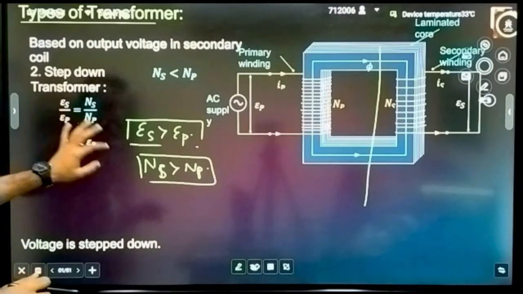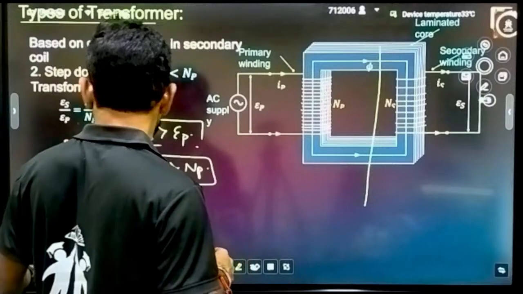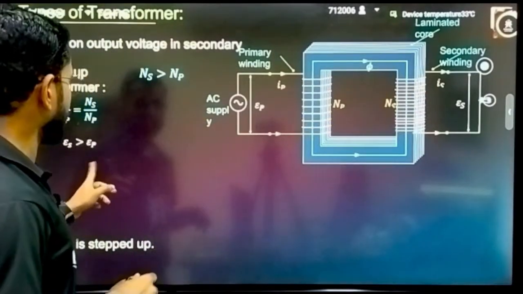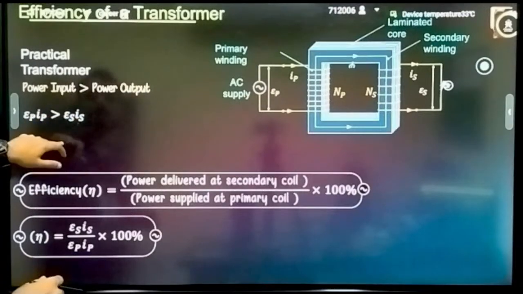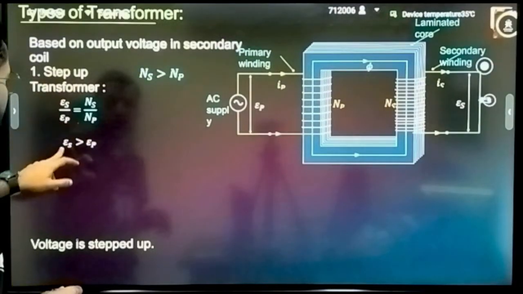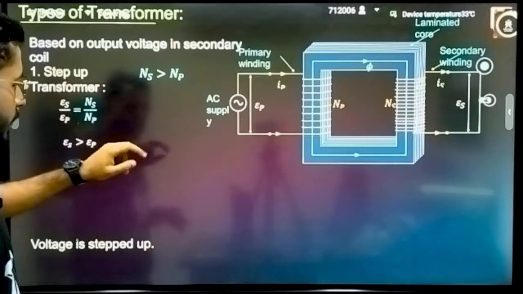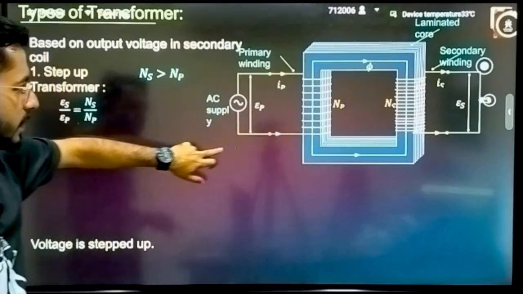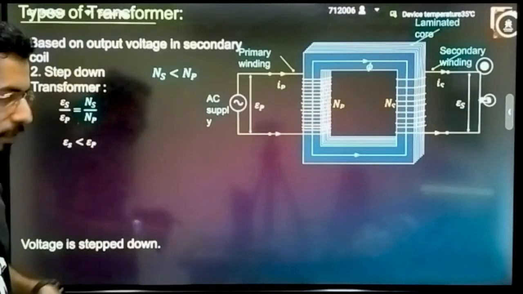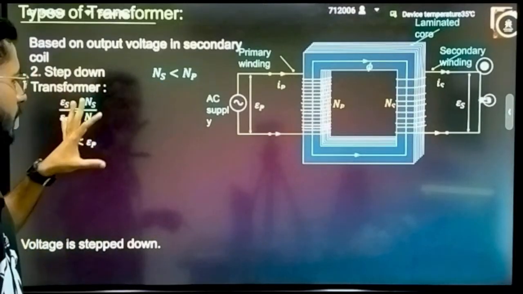Okay, this is the page of step down transformer. Here you will be writing the EMF of the secondary for a step up transformer. EMF of the secondary circuit is greater than EMF of the primary circuit. That means the number of turns in the secondary circuit is greater than the number of turns in the primary circuit, and vice versa you will be saying for the step down transformer.